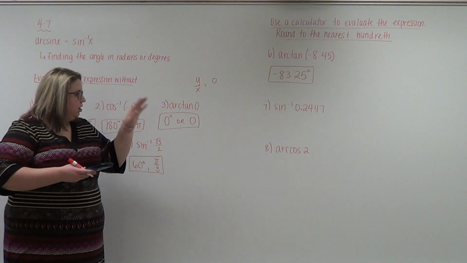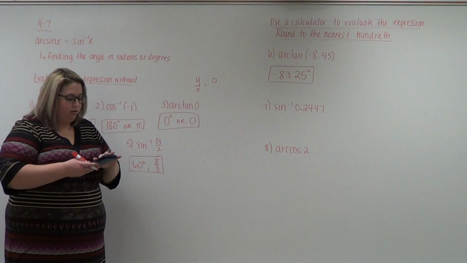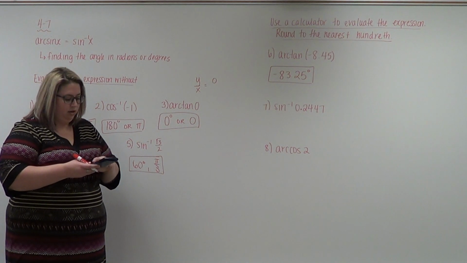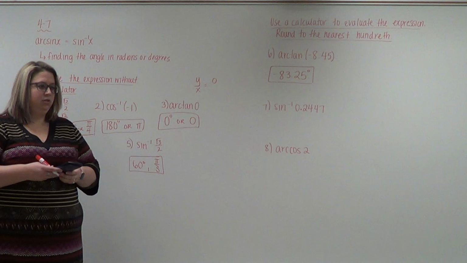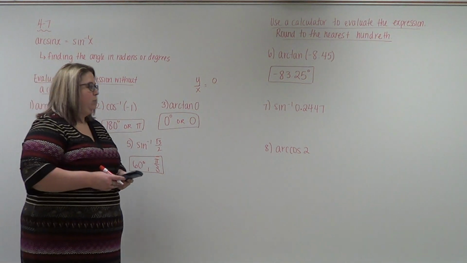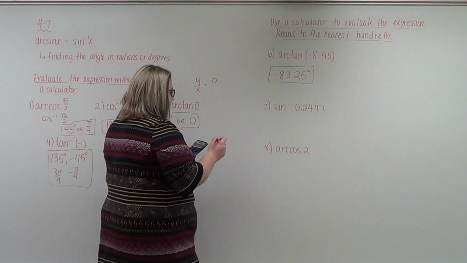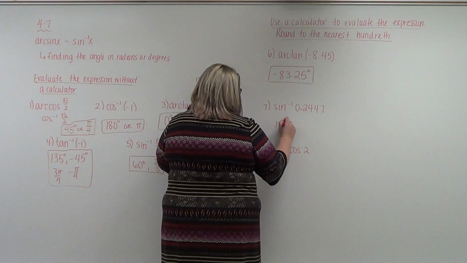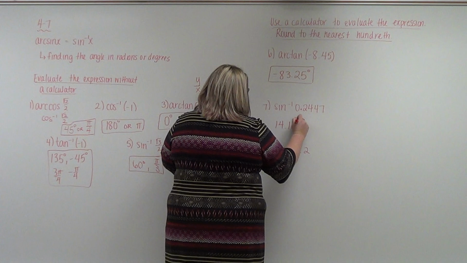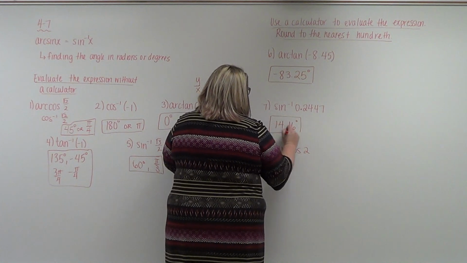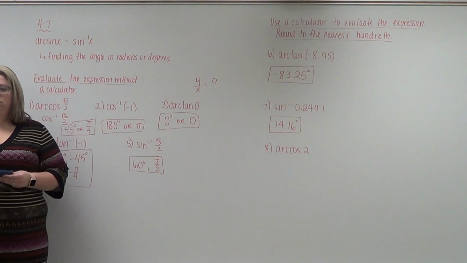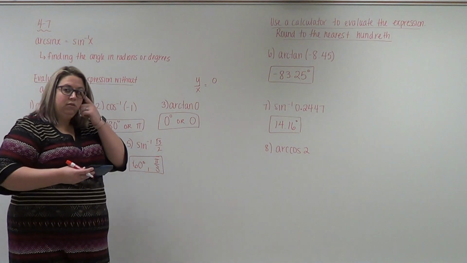So then, number 7, we do second sine, so it's a sine to the negative first. 0.2447, hit equals. What do we get? 14.16. What? Degrees. If you forget your degree symbol, you will miss points, because there's a difference between degrees and radians. Is anybody wanting to do it in radians? No.